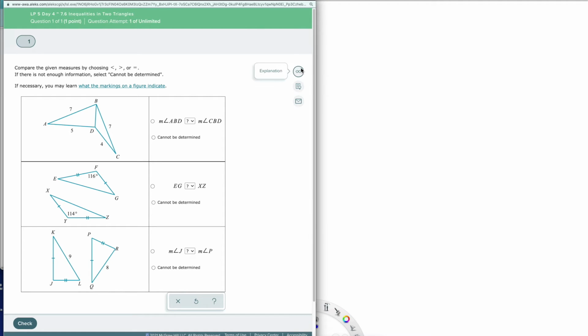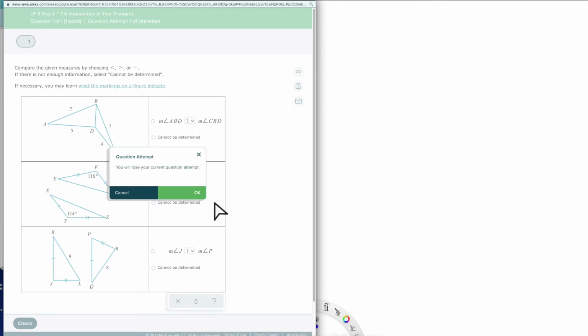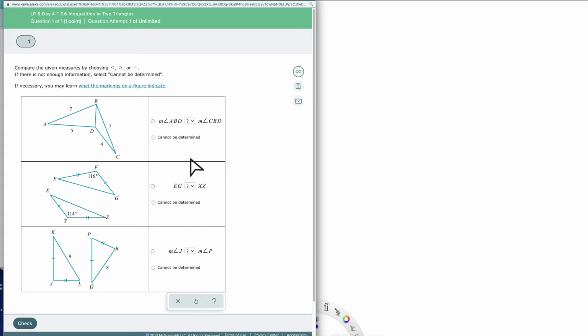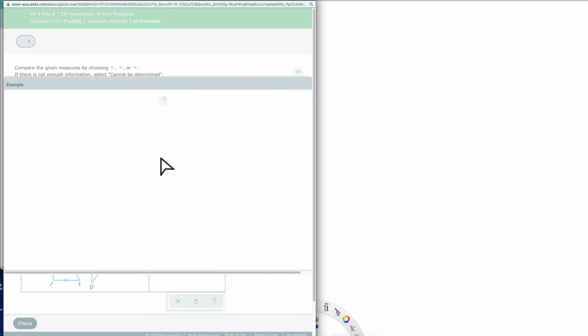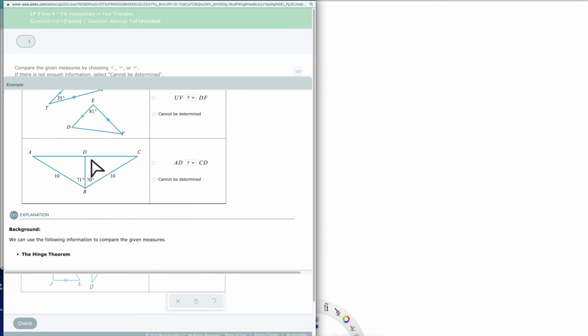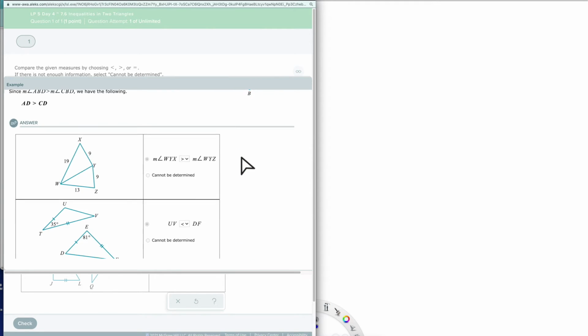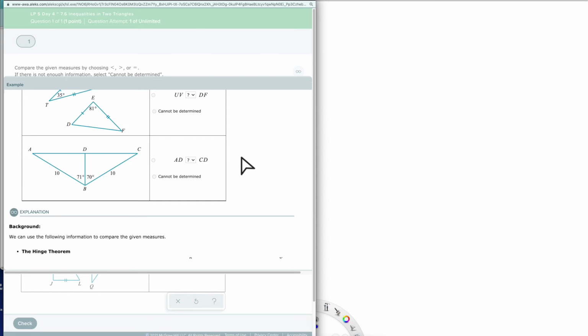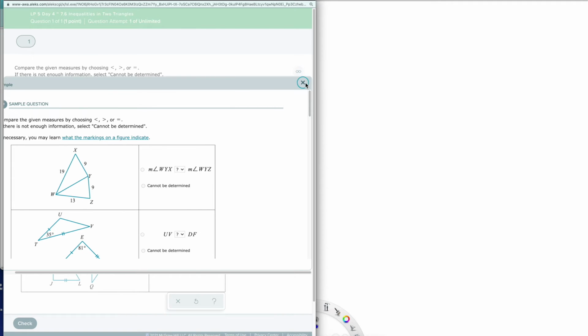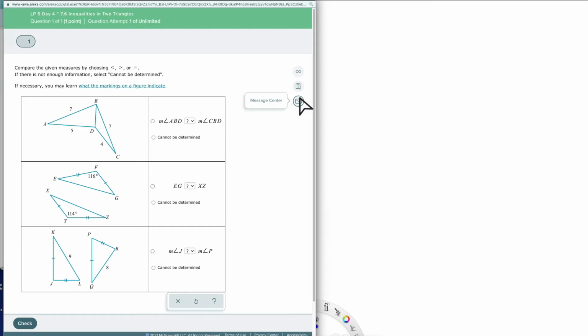On the side here, you have explanation, example, and message center. Explanation literally gives you the answer to this actual question, so it's going to tell you you're going to lose your question attempt, because it's not going to give you the answer and then let you come type it in. Example will explain to you exactly what we're going to be doing here, and I'm going to talk about the Hinge Theorem in just a moment, and the converse of the Hinge Theorem, because that's exactly what we're going to be working on. Down below it shows you how we're going to be typing things in. You can close this, you can open another example if you want, and you can also message your teacher directly from this screen so that we can come and help you where you're stuck.